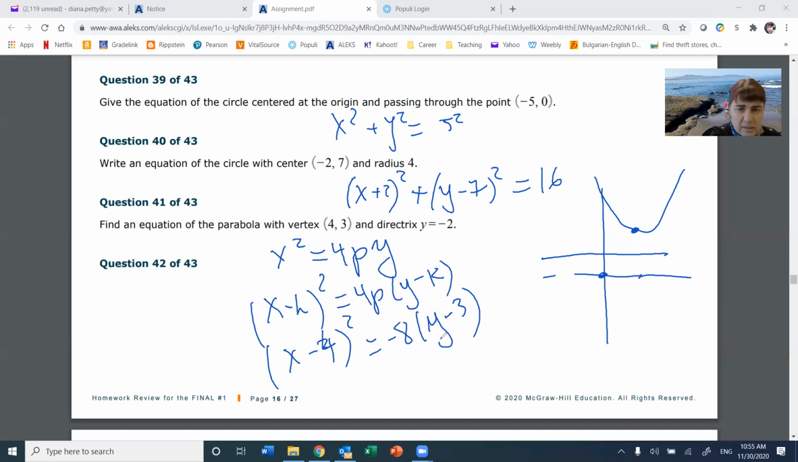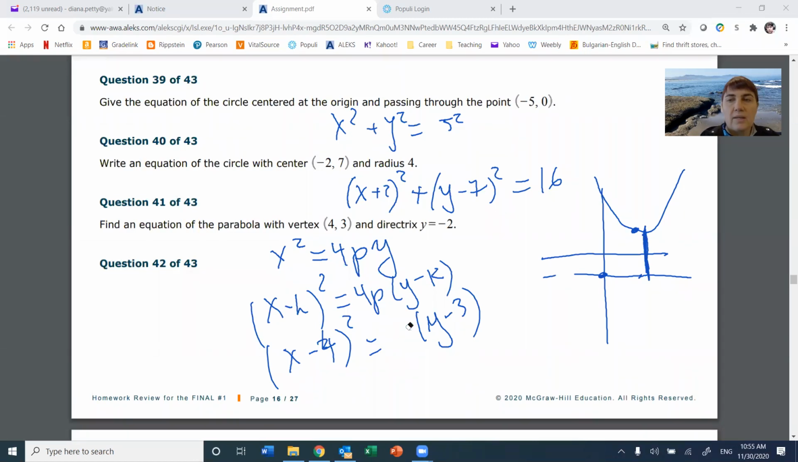Wait, 41, we got it wrong completely. Did we go to directrix? Wait. Why did you say the directrix is 2? Directrix is here, but this is the distance. Hold on. This is the p from here to here. All right. So I did this totally wrong right here. So let's fix it.